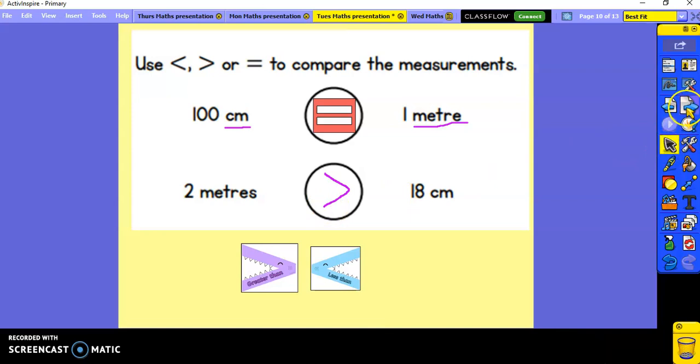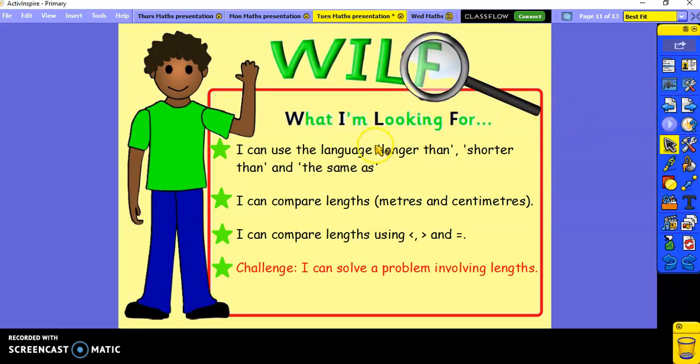Okay, so our WILF today, what am I looking for? I can use the language longer than, shorter than, and the same as. I can compare lengths, which are metres and centimetres. I can compare the lengths using the less than, greater than, and equal to sign. And also I can solve some problems involving lengths.